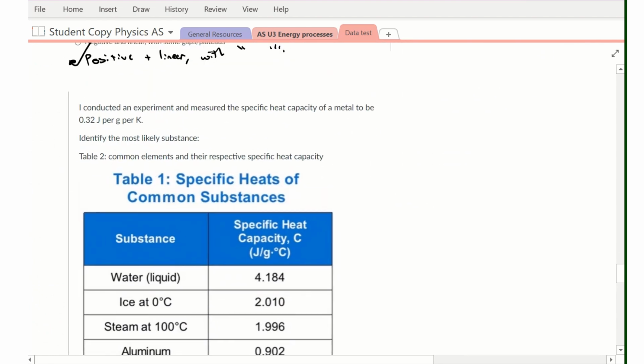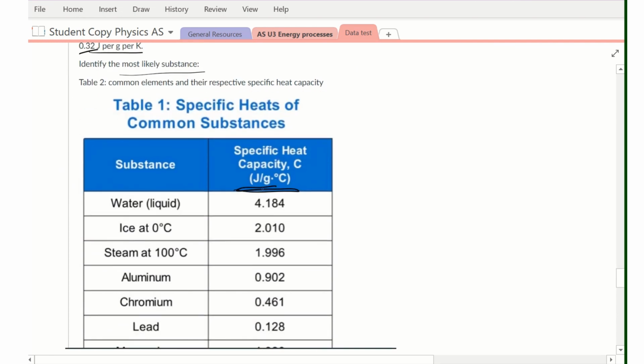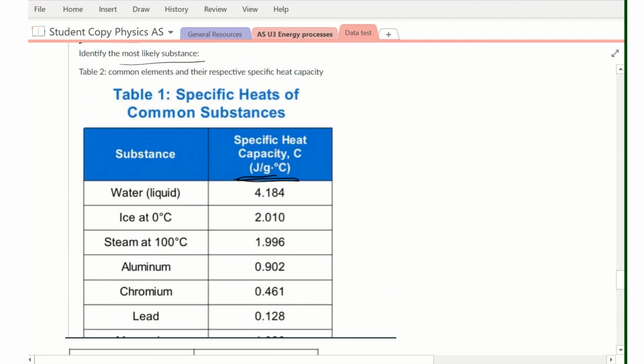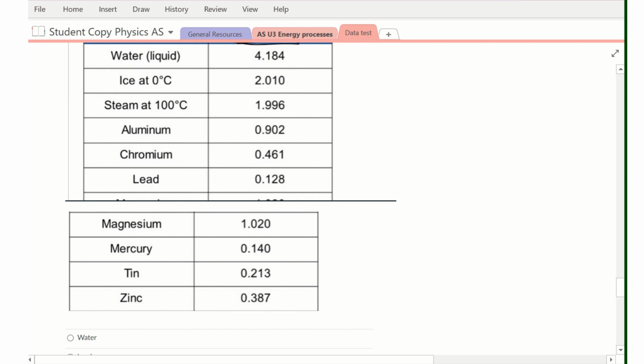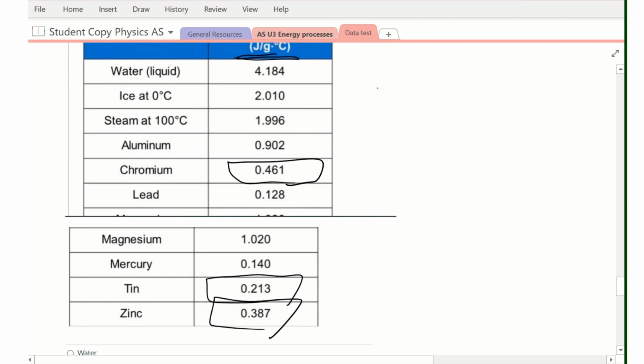This one here. I conducted an experiment and measured the specific heat capacity of a metal to be 0.32 joules per gram. Then we take a look at here, because what we're asked to do is identify the most likely substance. Joules per gram, degrees Celsius. So it's the correct units. We just have to compare which one of these is closest to 0.32. Looking through the whole thing, oh, this one's pretty close. This one's kind of close. So is this one.